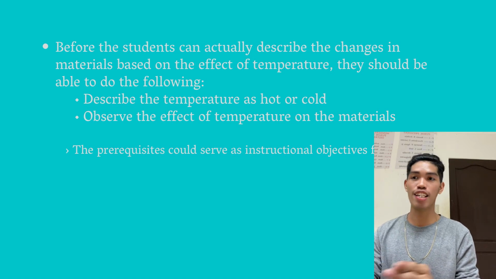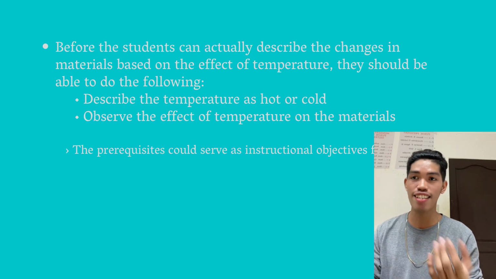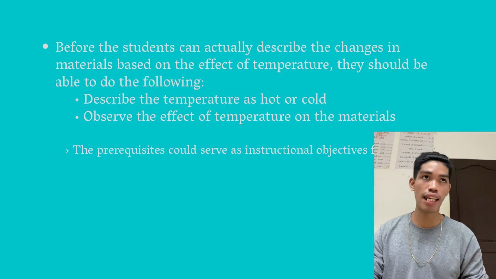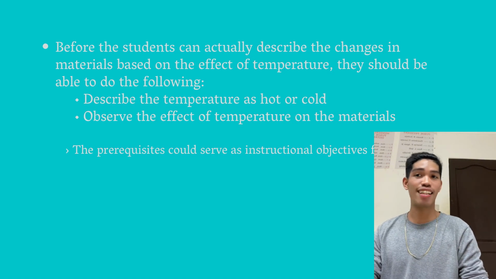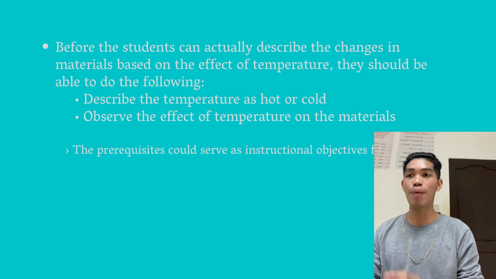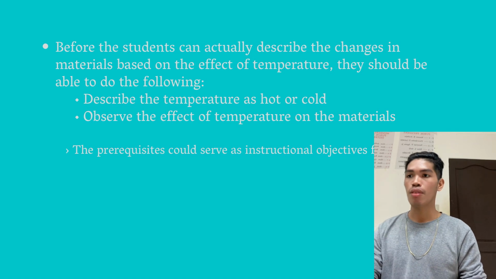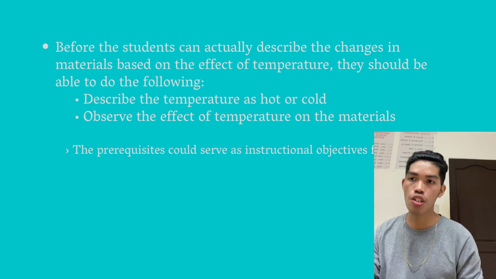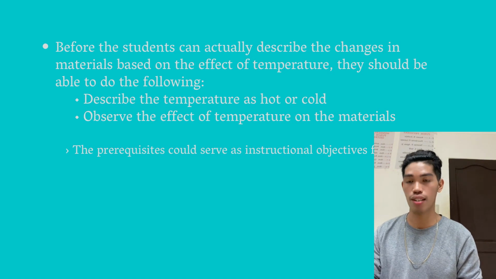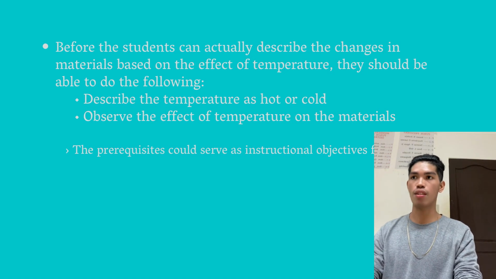And that way, they can experiment, or they can realize, or they can see that there has something changed, or it doesn't change at all based on the observations that they have. So the prerequisite knowledge, skills, and values could serve as an instructional objectives for the lesson. Please take note of that.